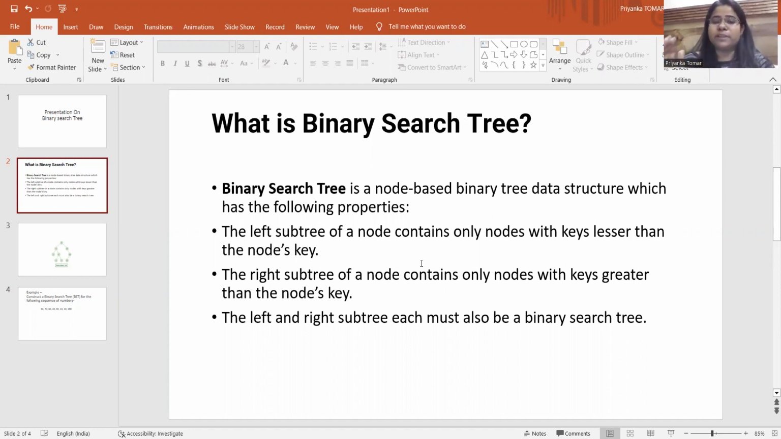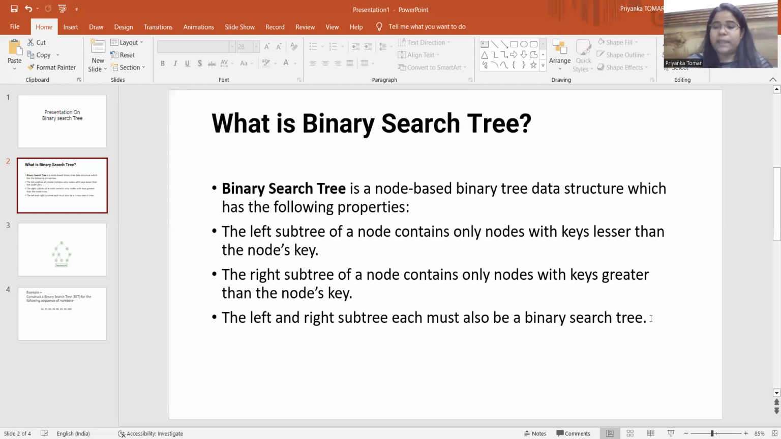So that is not at all compulsory that it should have two children. But like I said, it is the property of a binary tree that it must have a root node, which will contain its sub-children. So here it is having the following properties: the left subtree, which is having the nodes, should be less than the root node. The root node will be greater than the left nodes. And the right subtree's nodes should be greater than the root node, and the left and the right subtree each must also be a binary search tree.